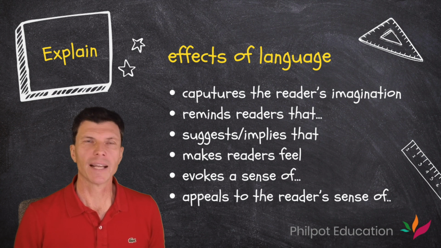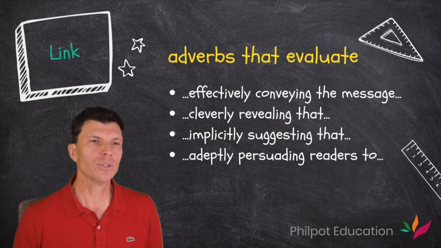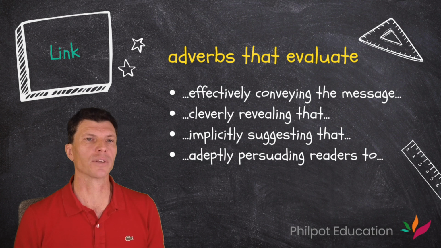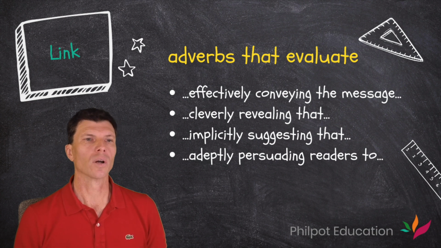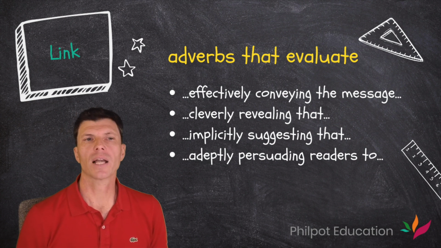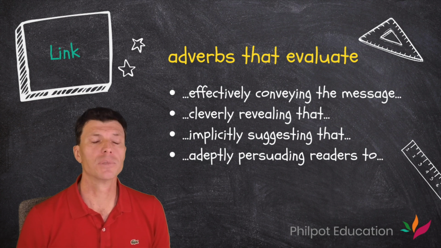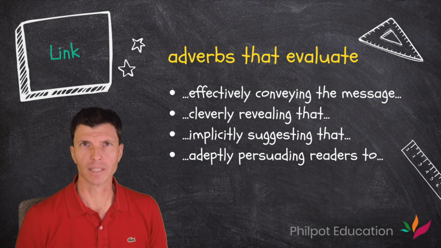So finally, in your PEEL structure, you're going to want to link back to that main point that you made earlier. And I recommend using an adverb or two that really evaluates the author's action of doing this, right? So how effectively did the author convey the message? How cleverly was he or she in revealing this message that...? Or what does the text implicitly suggest, right? And how adept is the text? Those kinds of adjectives and adverbs are very good in setting up evaluation, really, for criterion B. So I recommend you use those too.